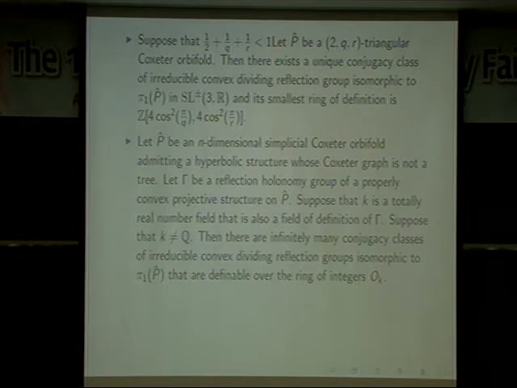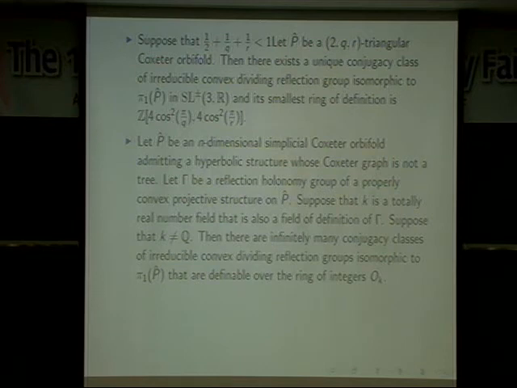And now let P be an n-dimensional simplicial Coxeter polytope admitting a hyperbolic structure whose Coxeter graph is not a tree. Let gamma be a reflection holonomy group of a properly convex projective structure on P. Suppose that K is a totally real number field that is also a field of definition of gamma. Suppose that K is not equal to Q, then there are infinitely many conjugacy classes of irreducible convex dividing reflection groups isomorphic to pi 1 P that are definable over the ring of integers.